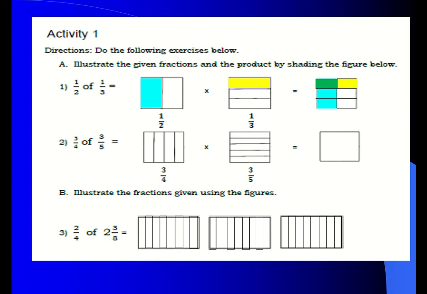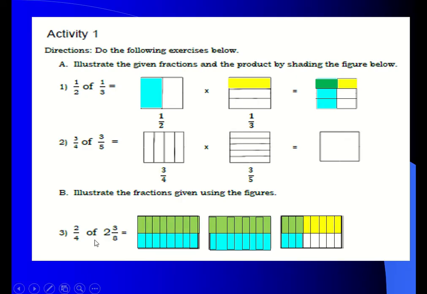So, for letter B, 2/4 of 2 and 3/8. In this case, yung 2/4 pwede nating i-lowest term. Ginawa ko na lang itong 1/2. Ayan, may shade yan. Ayan yung 3/8, 2 and 3/8. Ayan na yan. 2/4 niya or 1/2. Hahatiin lang natin sa gitna.